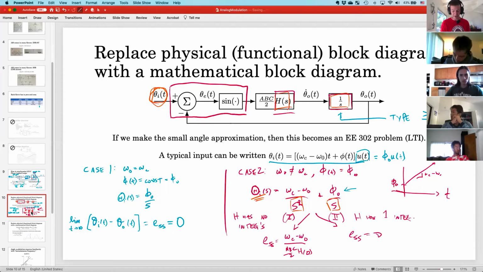Yeah, I don't think you lose much generality if you let A and B be 1. I'm just saying you could make them different.